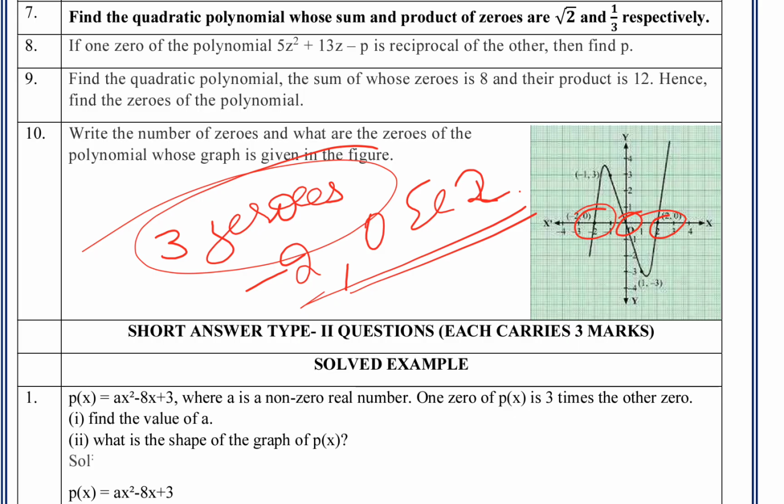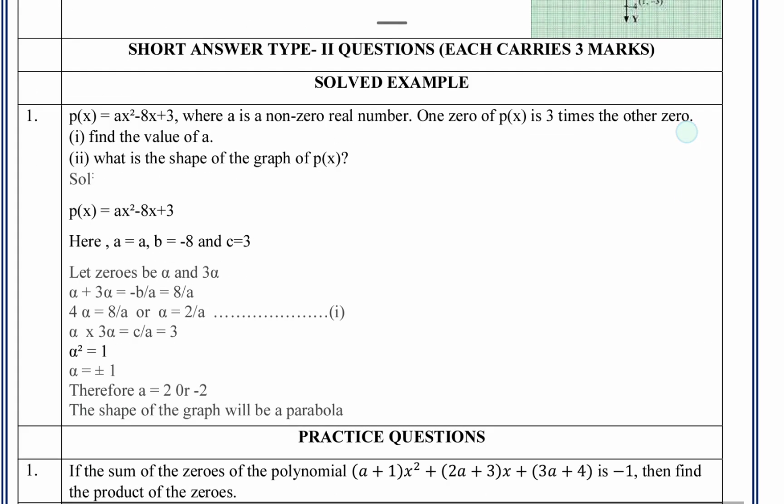Then next we can further move towards the short answer type questions. They carry 3 marks. Very important questions. In this chapter 3 marks questions also will come. One of the questions is p of x equals ax square minus 8x plus 3 is given, where one zero of p of x is 3 times the other zero. Find the value of a.